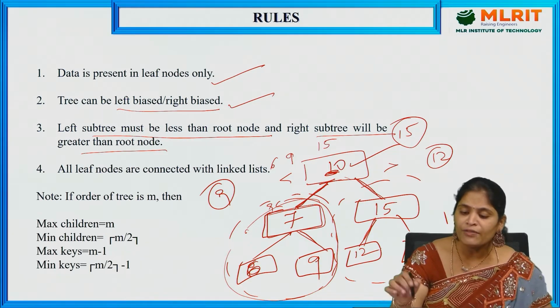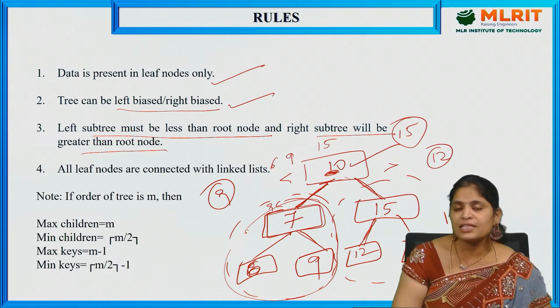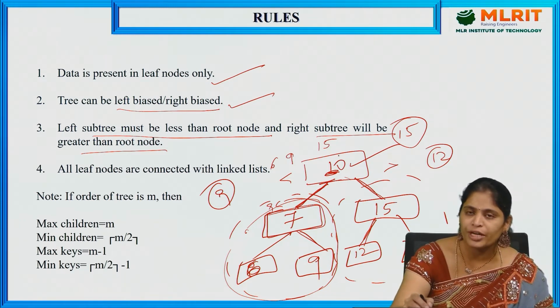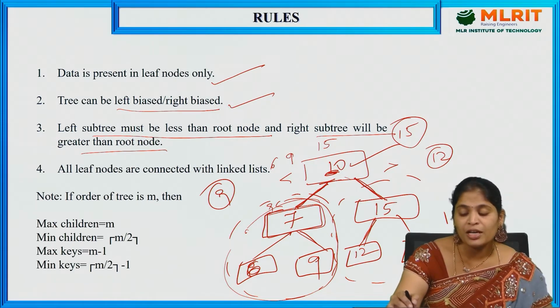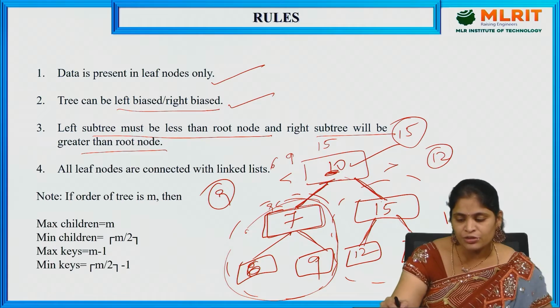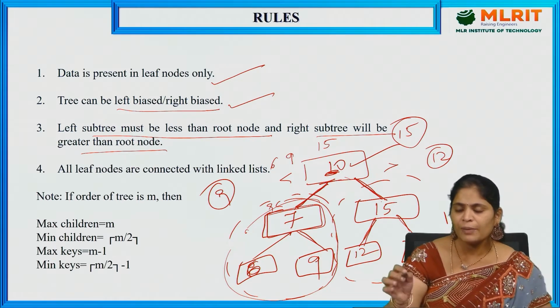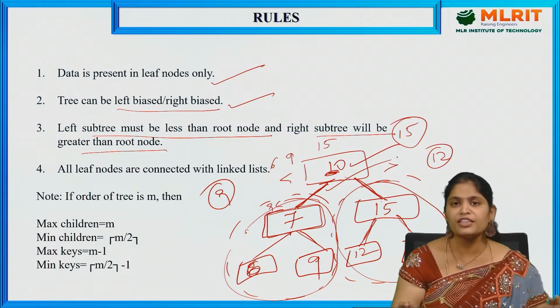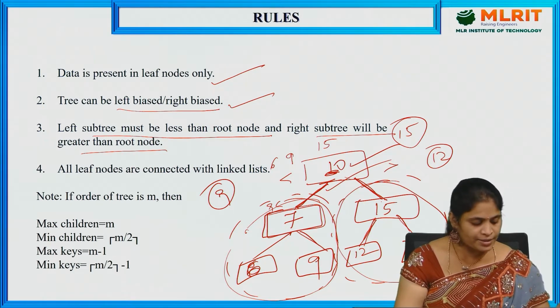Okay. Now I have to insert 16. From the root node I need to check. 16 is greater than 10. Yes, I should choose the right pointer. 16 is greater than 15. Yes, and here I can insert 16. Observe all the elements in the right subtree which are greater than the root node. In this manner, we place the records.